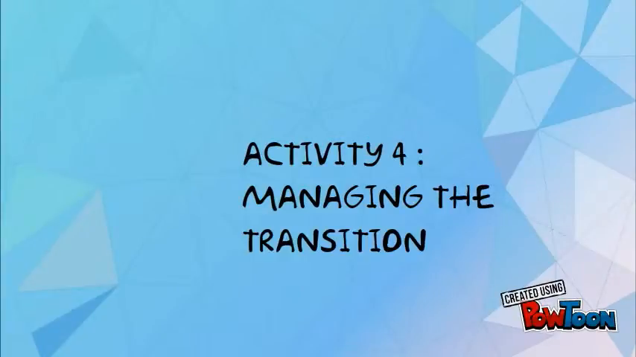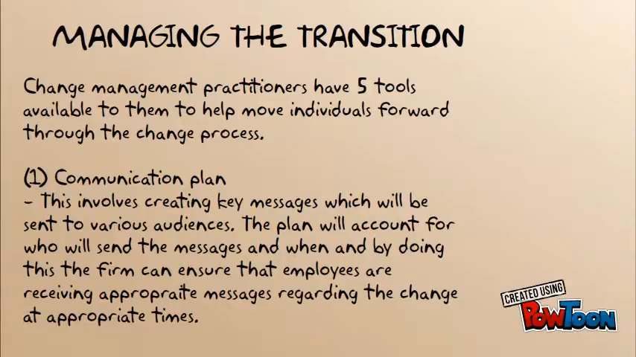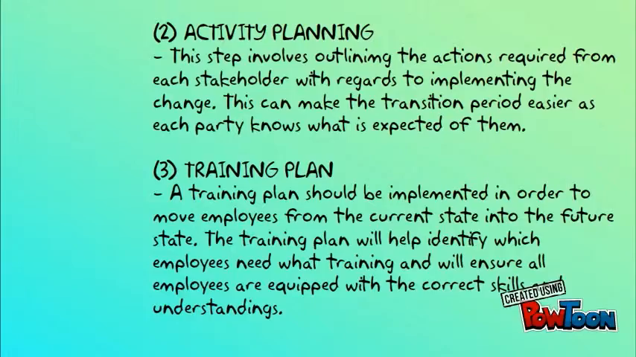Activity 4 involves managing the transition. Change management practitioners have 5 tools available to them to help move individuals forward through the change process. The communication plan, this involves creating key messages which will be sent to various audiences. The plan will account for who will send the messages and when, and by doing this the firm can ensure that employees are receiving appropriate messages regarding the change at appropriate times.